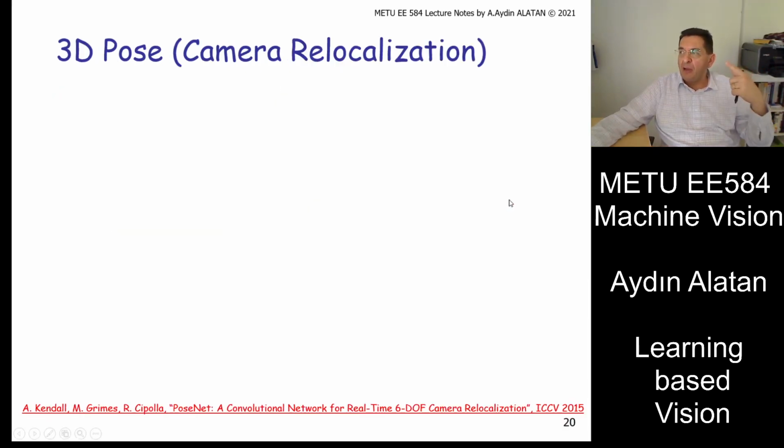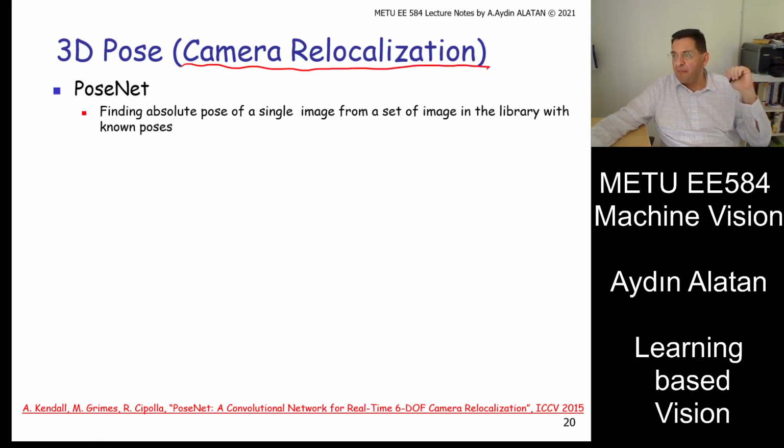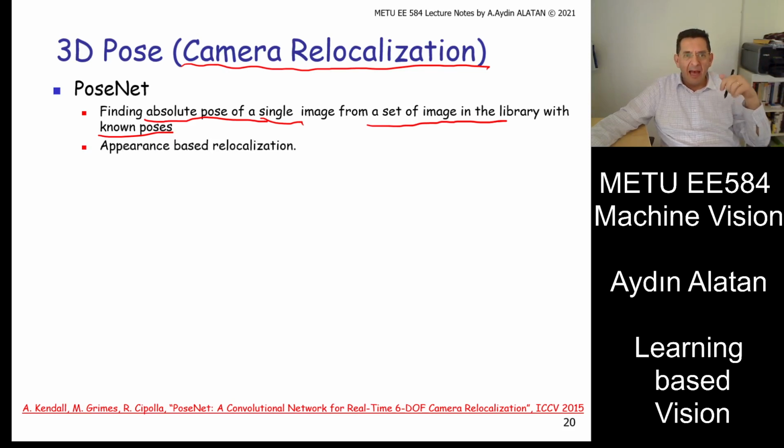Okay, I'm going to talk a little bit about pose, but this is not a real pose estimation. This is the camera relocalization problem. Okay, it is called PoseNet. It is trying to find the absolute pose. Absolute pose means rotation and translation of the camera for the given single image, but from a set of images in the library with known poses. Therefore, with respect to a coordinate system, you have 1,000 images. Then you have a single unknown one, and you try to estimate it. It is an appearance-based localization. Therefore, you basically estimate this.